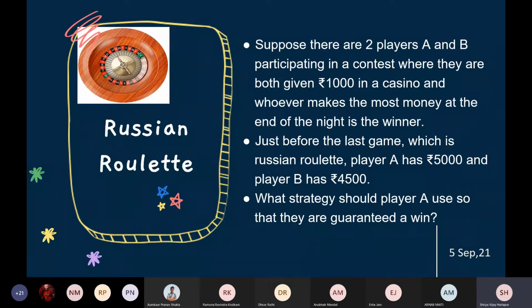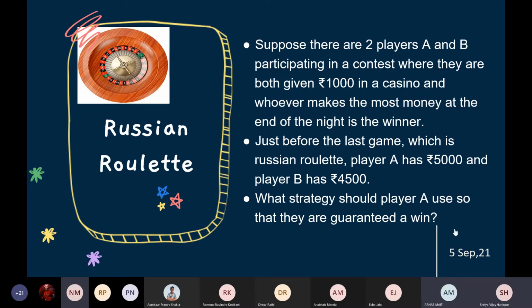So is there any strategy? What happens is player A can bet before or after player B. There is no simultaneous betting here. One player bets first and the other bets afterwards. So can anyone tell me a strategy? I hope the explanation was okay. Yeah, now the Russian roulette is clear.